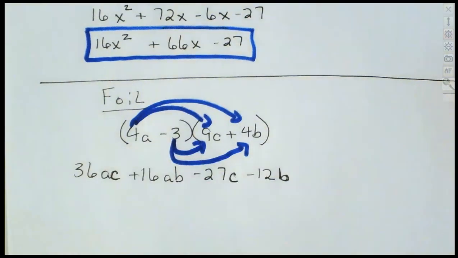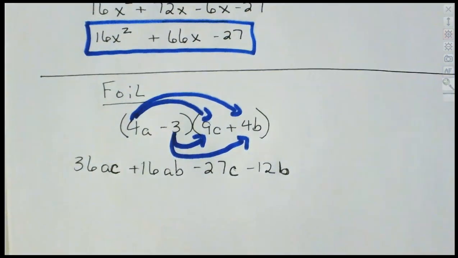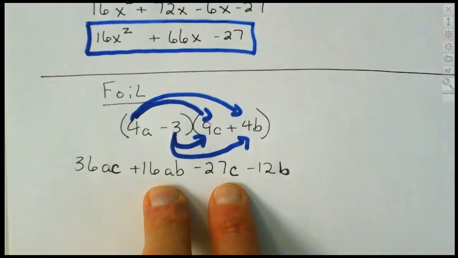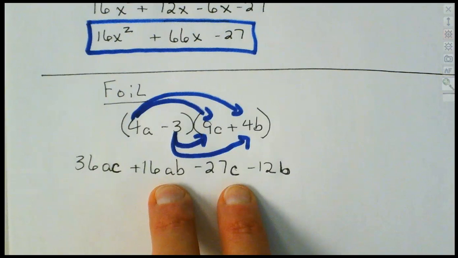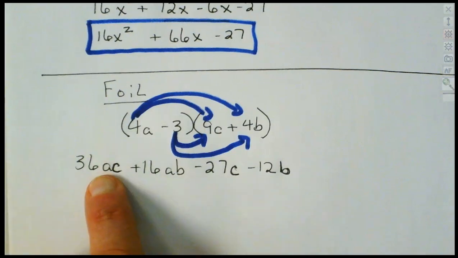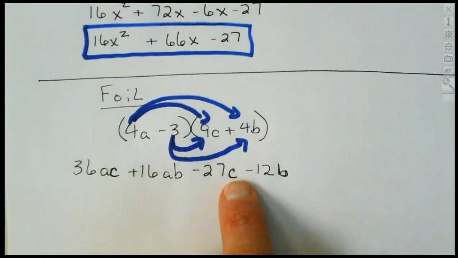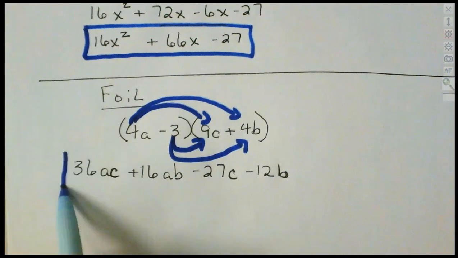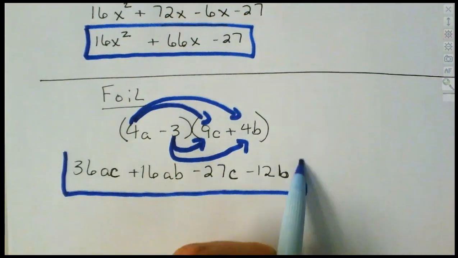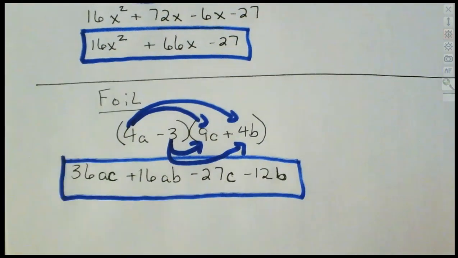B. Now, why can I not put the middles together? I can't put the middles together because these are different, right? Nothing can go together. This one's ac, this one's ab, this one's just a c, and this one's just a b. They're all different, so they can't be combined together. So this would then be your final answer.